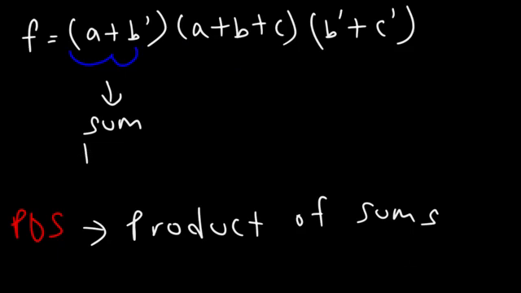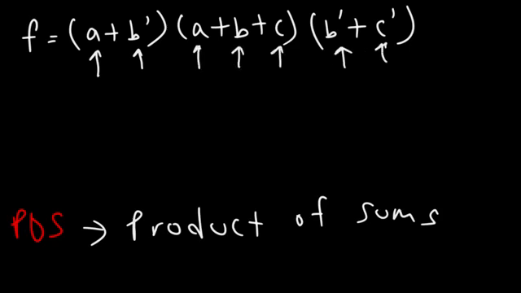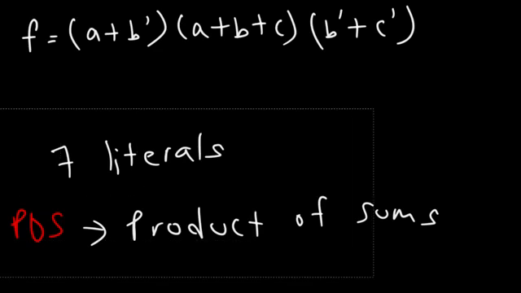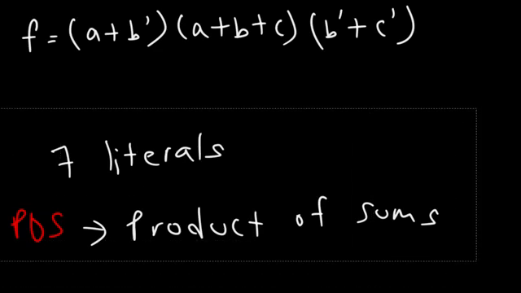Now, how many literals do we have in this problem? So we have 1, 2, 3, 4, 5, 6, 7. So there's a total of 7 literals in that expression. Now let's go ahead and draw the block diagram.